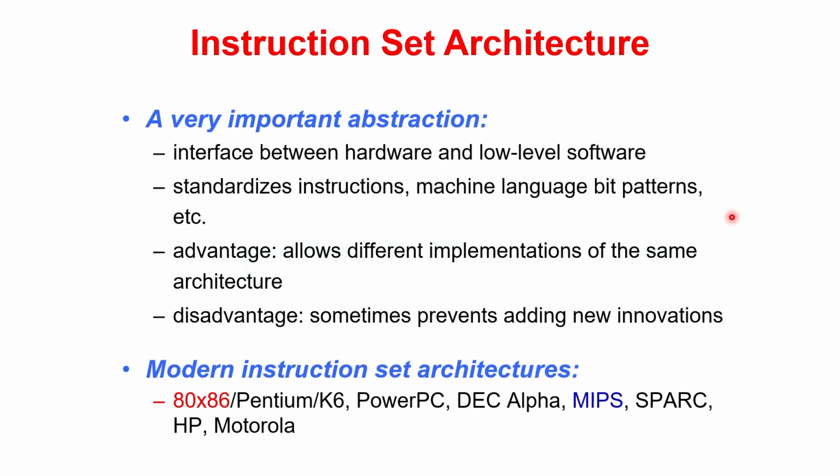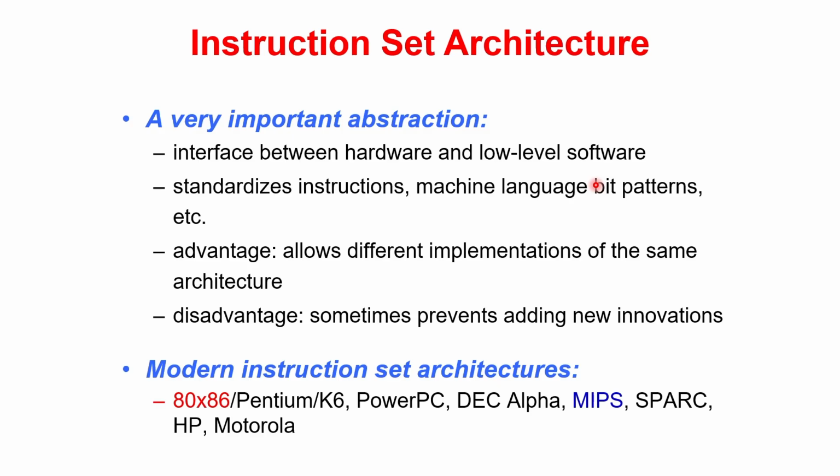So the instruction set architecture is a very important abstraction in computing. It serves as the interface between hardware and low-level software. It standardizes the instructions, machine language, bit patterns, register names, and memory addressing that software can use. The main advantage of this abstraction is that it allows different implementations of the same architecture.